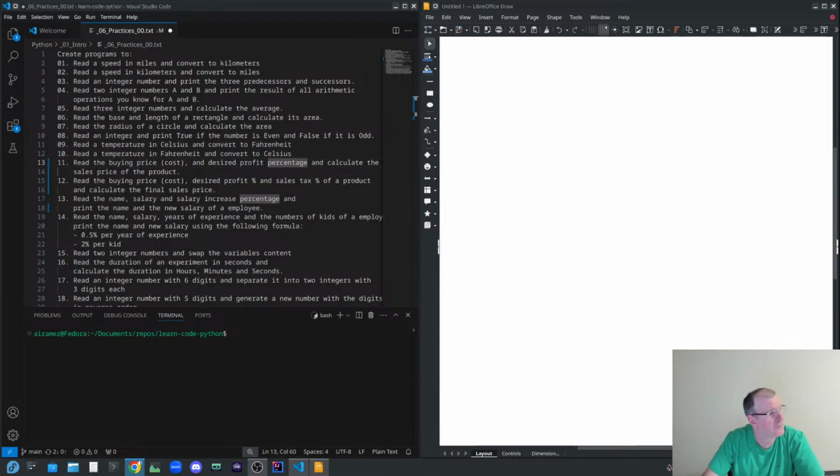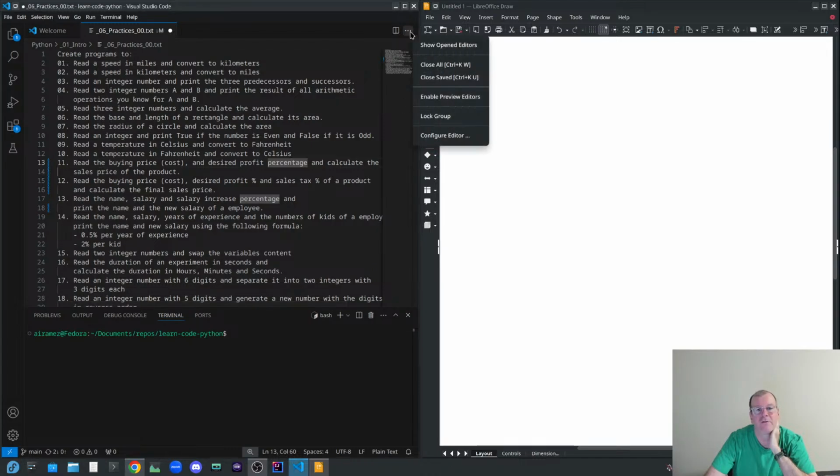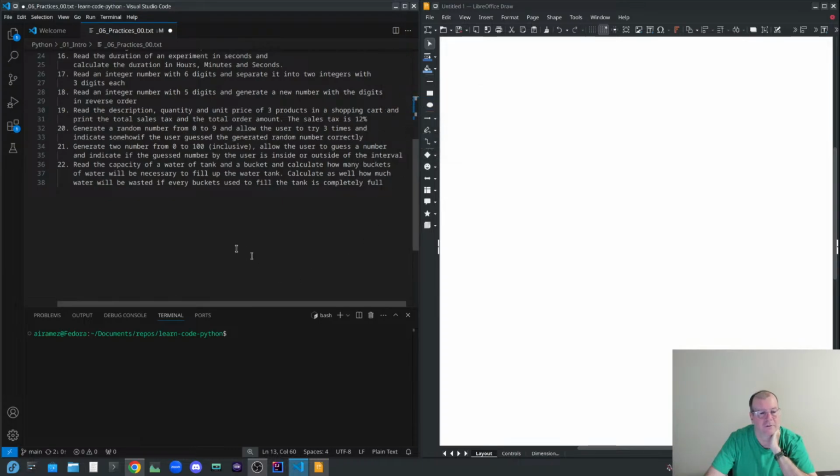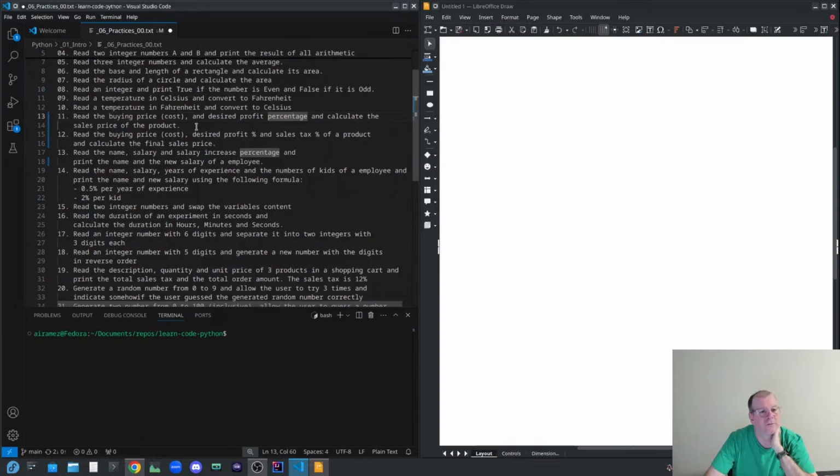Okay, so in today's class, we're going to continue to explore and learn about the basic commands by doing some exercises, some questions. So in today's class, we'll see this. Let me hide this here. I guess there is a way to hide this. Minimap. Okay. So it will be question number 11.